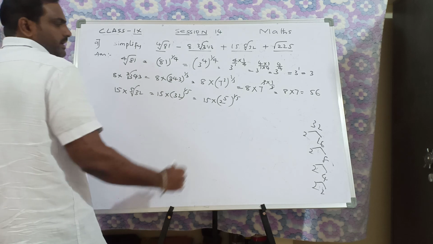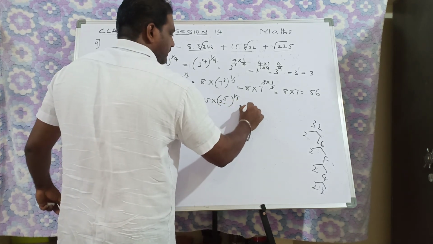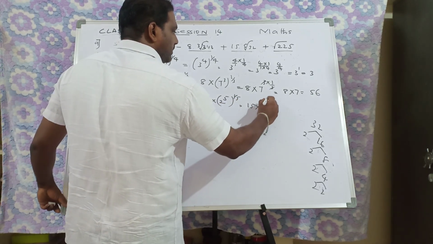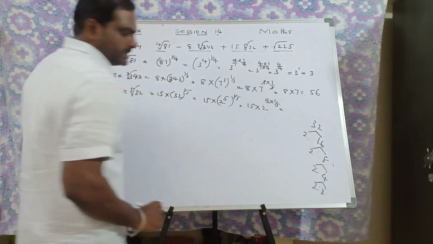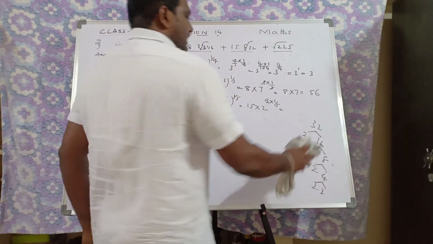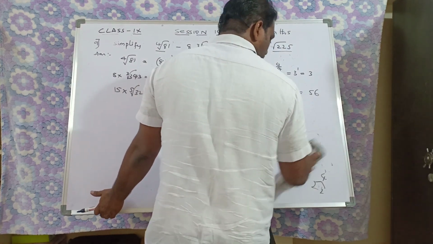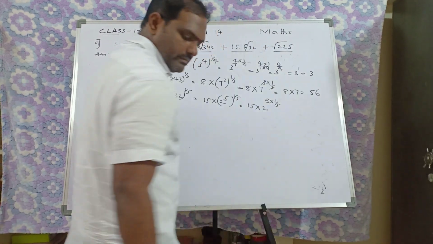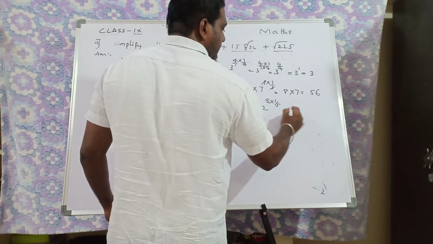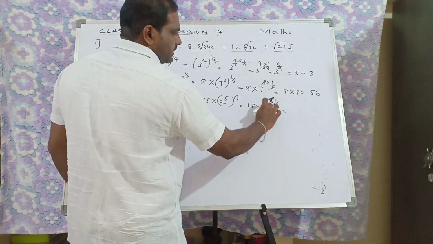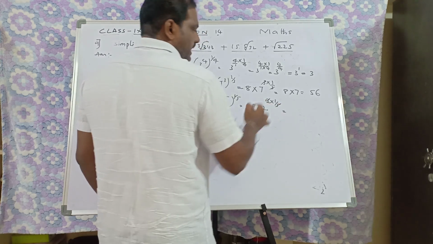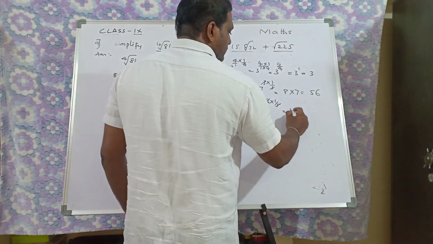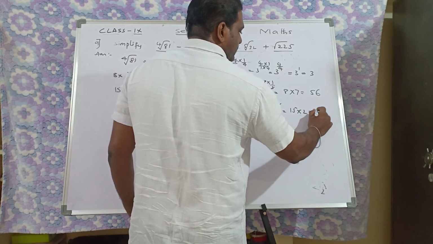a power m whole power n gives a power m into n. So 15 into 2 power 5 into 1 by 5. What is the next step? 5 may cancel, 5 by 5. So what is the answer? It is 15 twos, it is 30.